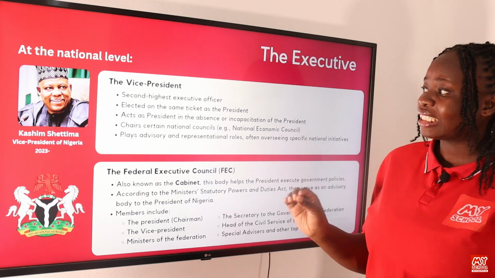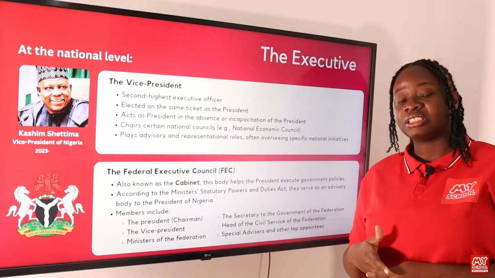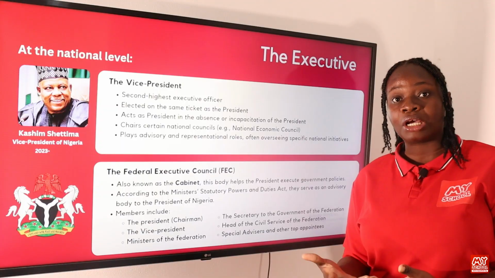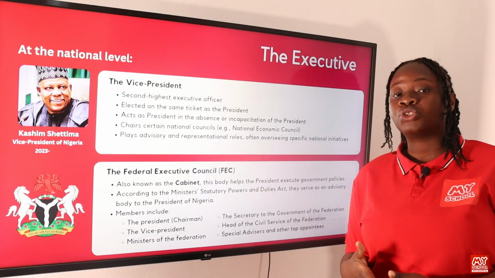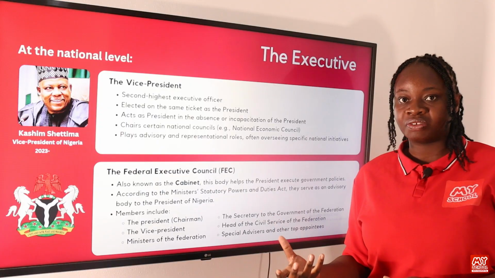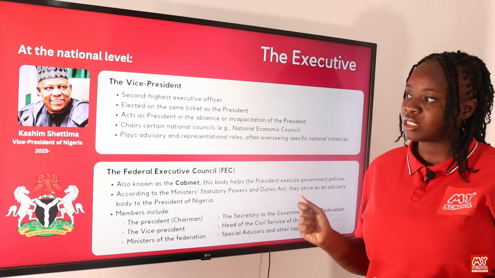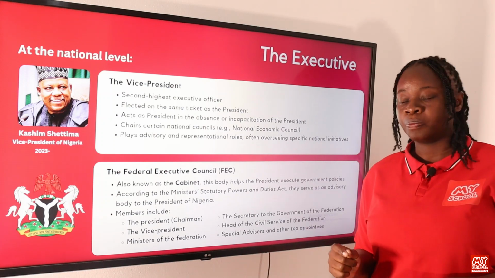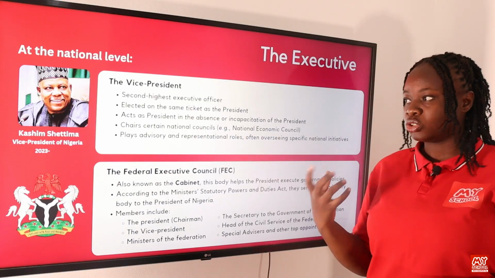So the vice president acts as president in the absence or incapacitation of the president. We saw that under the term of Umaru Musa Yar'Adua, when he was absent from the country due to health reasons, Goodluck Ebele Jonathan took over, and then when he died, he had to take over as acting president of the country. So this is one of the duties of the vice president, to act as president in the absence or incapacitation of the president. He also chairs certain national councils, for example, the National Economic Council. So this is a very important institution of government under the executive arm. We're going to discuss that later.